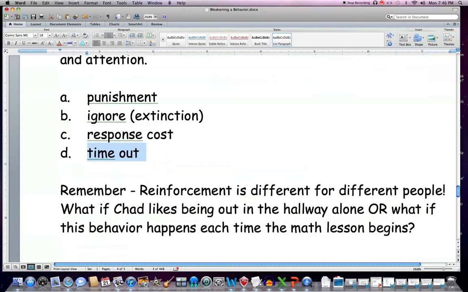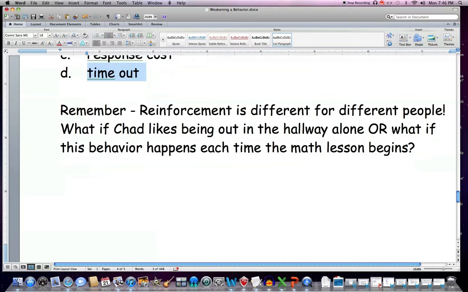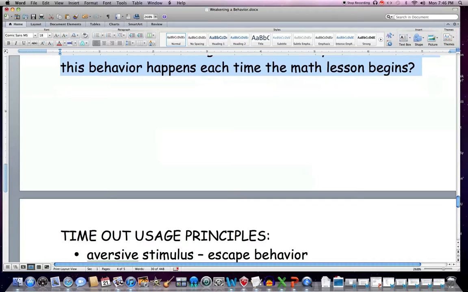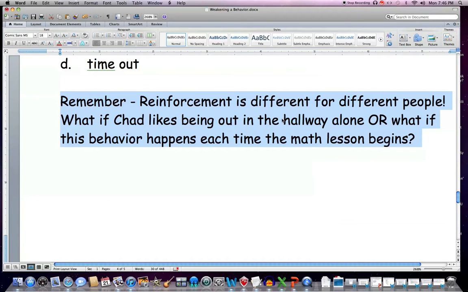Okay? But she has to remember something. Reinforcement is different for different people. What if Chad likes being out in the hallway alone? Or what if this behavior happens each time the math lesson begins? See, this would be a different sort of situation here. If this happens each time the math lesson begins, then what do we have here? Math lesson begins, Chad acts out, and the teacher puts him alone away from the math lesson, which he doesn't like.